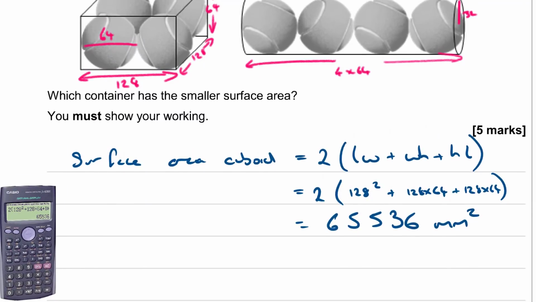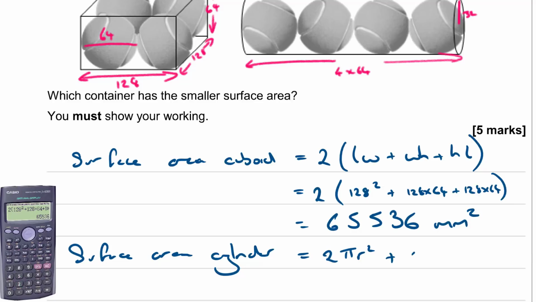Next we need to calculate the cylinder. So surface area of the cylinder. Now the cylinder is made up of 2 circular faces and that curved surface area. So we're going to get 2 pi r squared, which is our 2 circles, plus we're going to get the curved area of a cylinder, which is the circumference of the end, which is going to be pi times the diameter, or 2 pi r, and then multiplied by the length, or the height. Normally use h for cylinders.